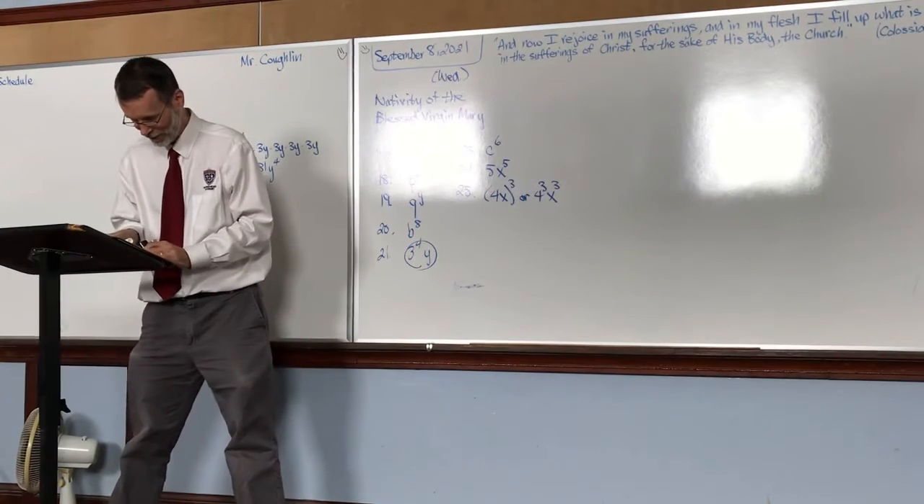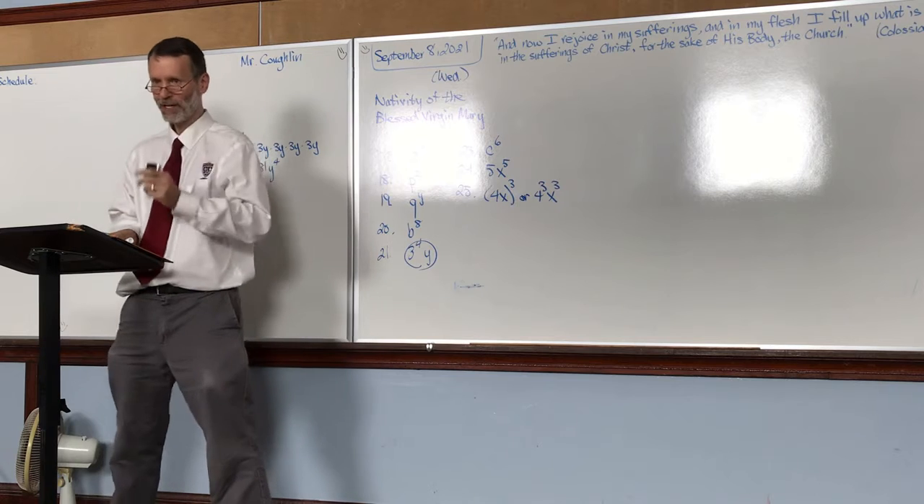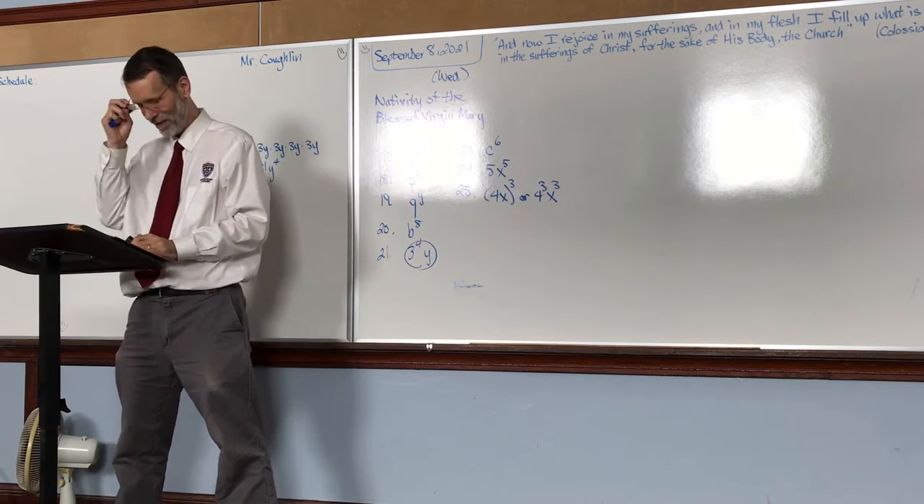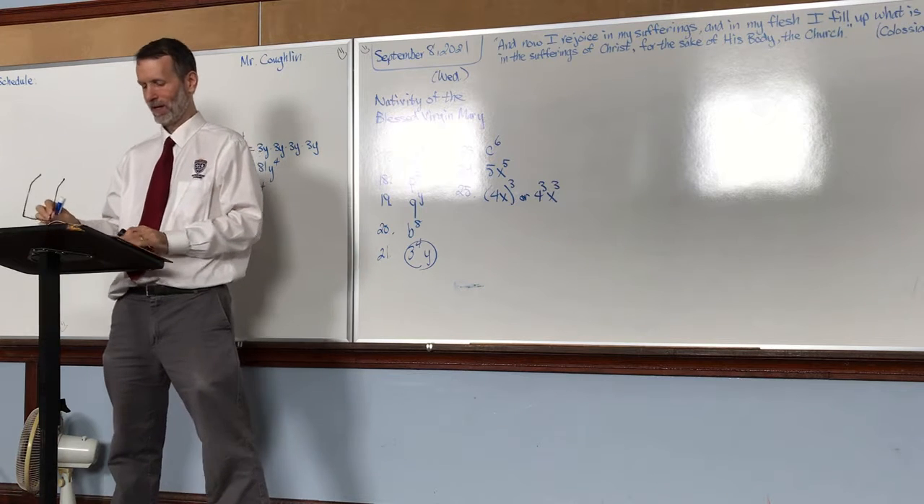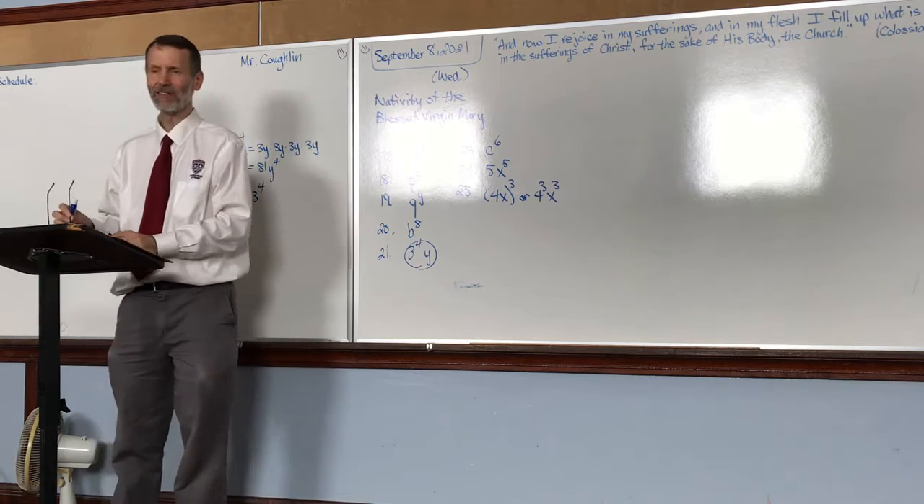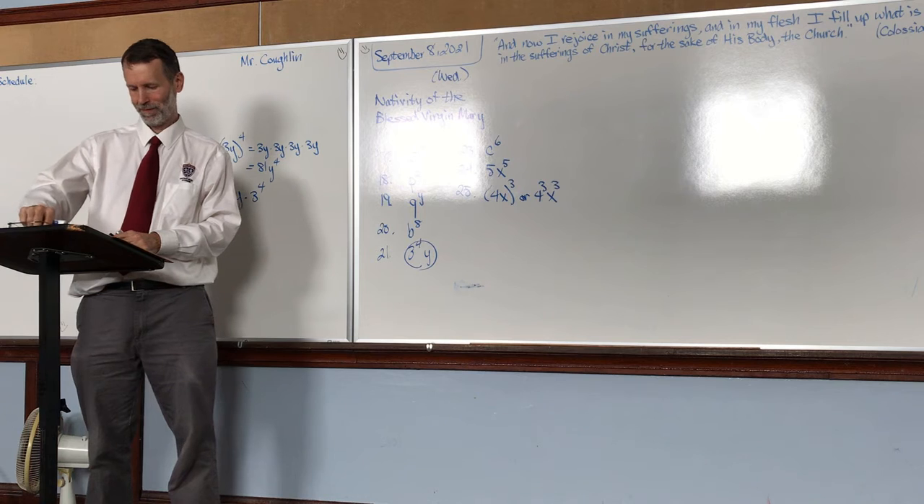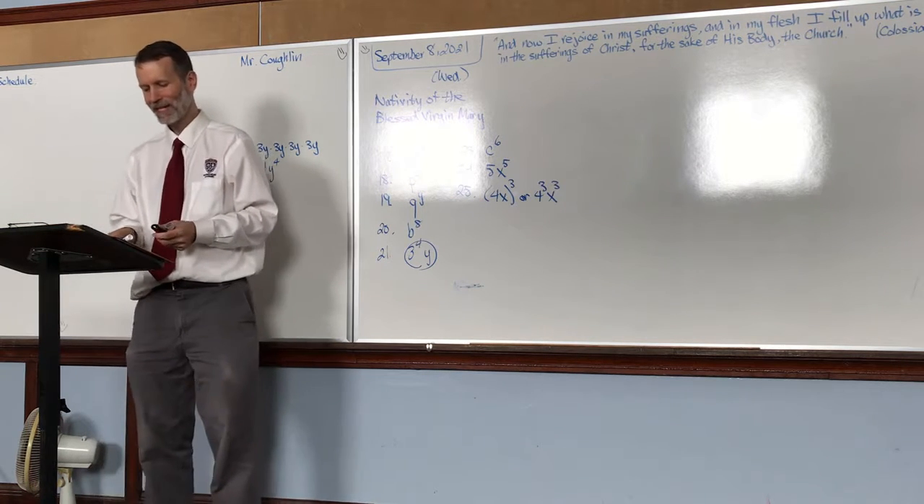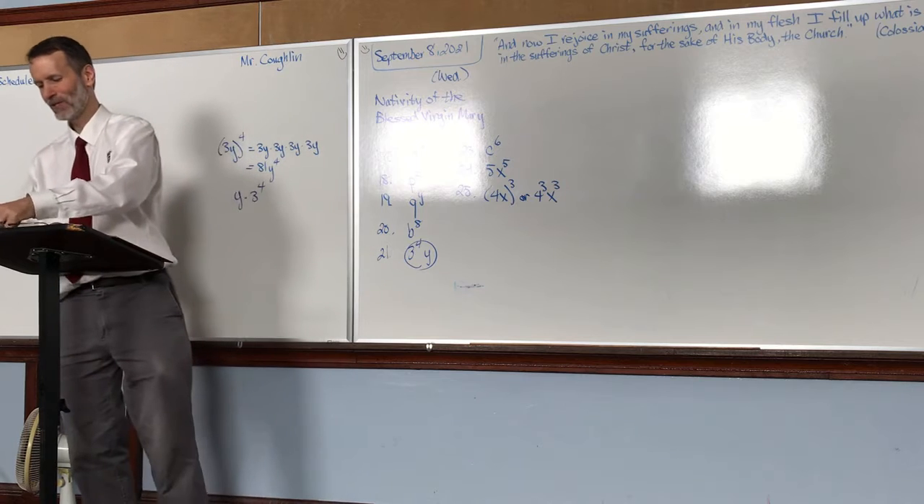I can just read these off. Number 26, the answer is 100. 27, the answer is 25. 28, the answer is 64. 29, the answer is, this is kind of fun, 1296.